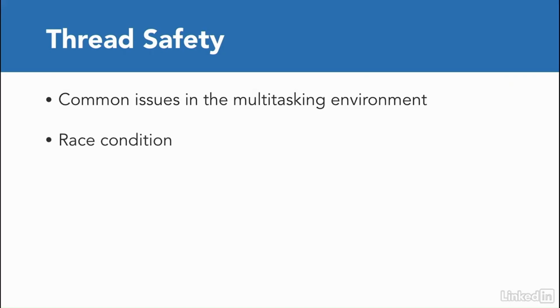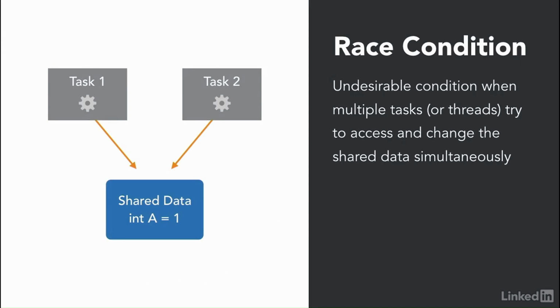race condition. An OS usually provides interfaces in order to provide thread safety guarantees. The race condition happens when multiple tasks or threads try to access or change the shared data. Here we show an example scenario of two tasks attempting to access the shared data globally defined as an integer with initial value of 1.